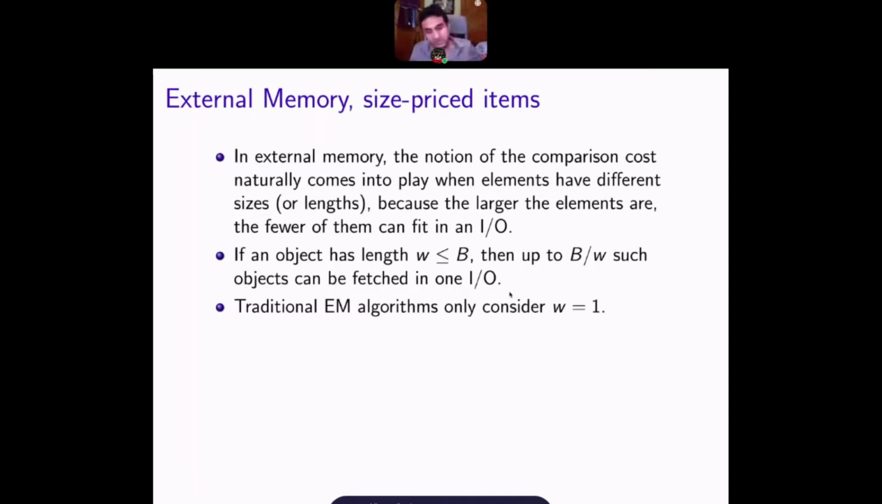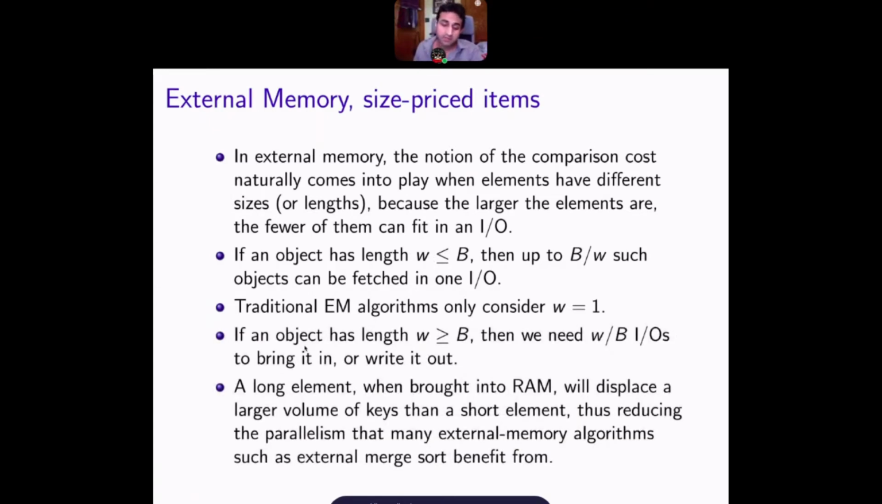And as I mentioned, the traditional algorithms only consider the case where W is 1, right? So you just have unit size. So you say you can fit B things in a block. For us, we'll be considering objects which are not length just 1. On the other hand, you could have very large objects. We're talking about databases here, so there's no reason that they cannot be larger than a block. So if you have an object that's larger than a block, then you will need multiple blocks. You will need W over B I/Os to bring it in or write it out. And I'm missing a ceiling here, because W over B need not be an integer, but I'll be missing those ceilings all throughout the talk.